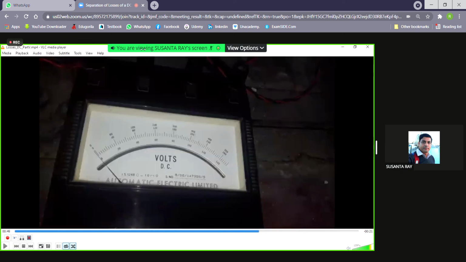Again, you can see the range rating. Here also you can see the serial number and the maker's name. The ranges are 150, 300 and 600. These three are the ranges, serial number, maker's name. It's a DC voltmeter. Okay, so that's all.